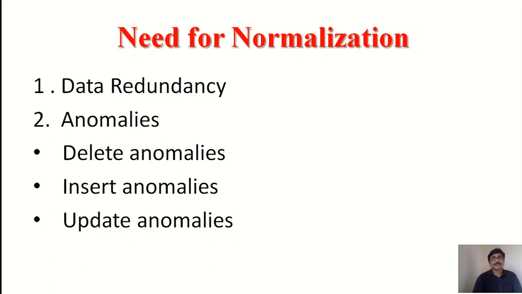And the next one is update anomalies. The data will be scattered in multiple places. If you want to update the data, it cannot be updated entirely. Somewhere it can be updated, while the remaining places store the old value.